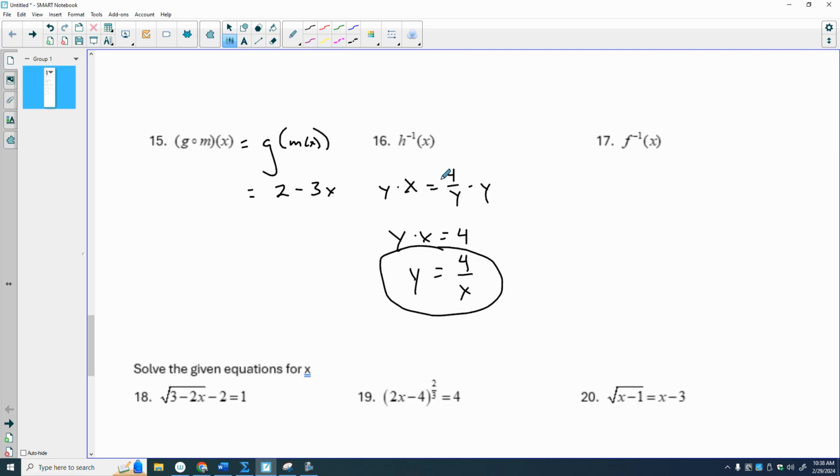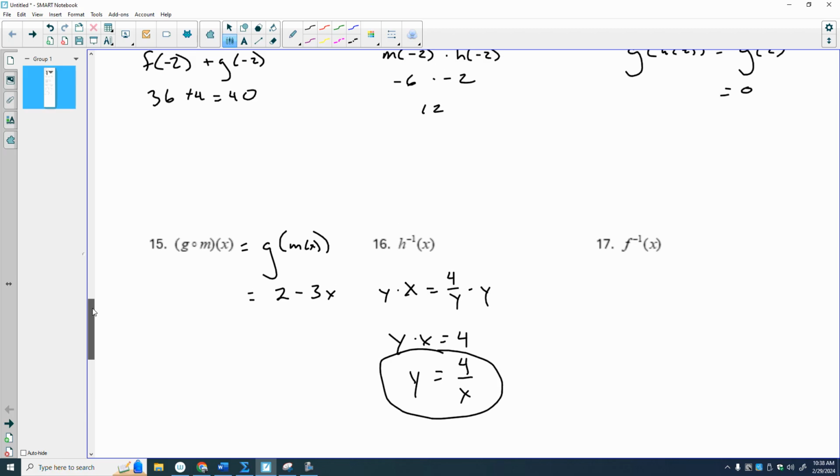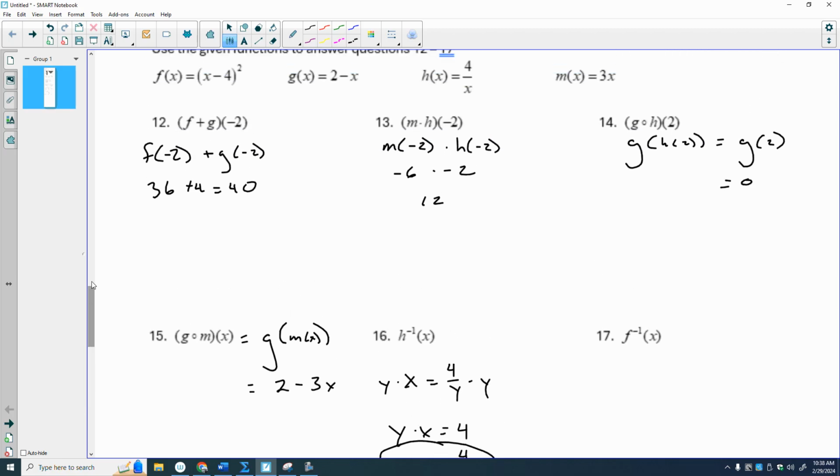I have no problem with you going from here, skipping down to there. Recognizing that those can just switch places is an important trick. I don't like the word trick. It's an important mathematical property that allows you to do that.